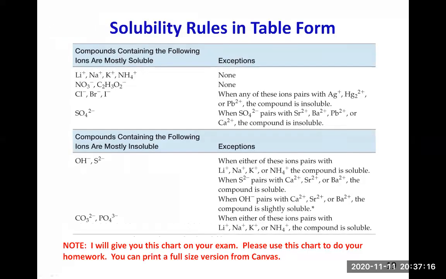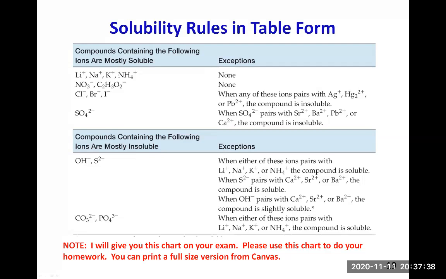So we have Na+, Cl-. Na+ is part of a compound containing ions that are mostly soluble, and there is no exception when you have sodium. So that NaCl we know is soluble then.